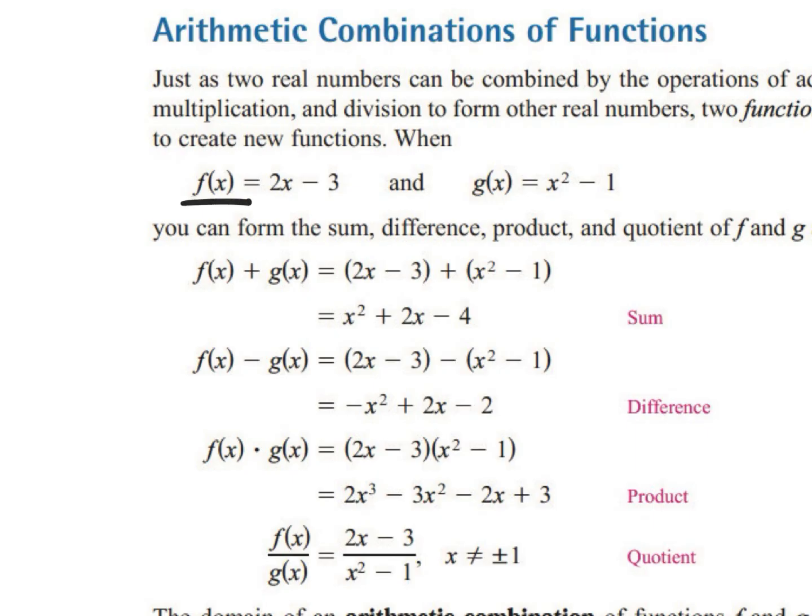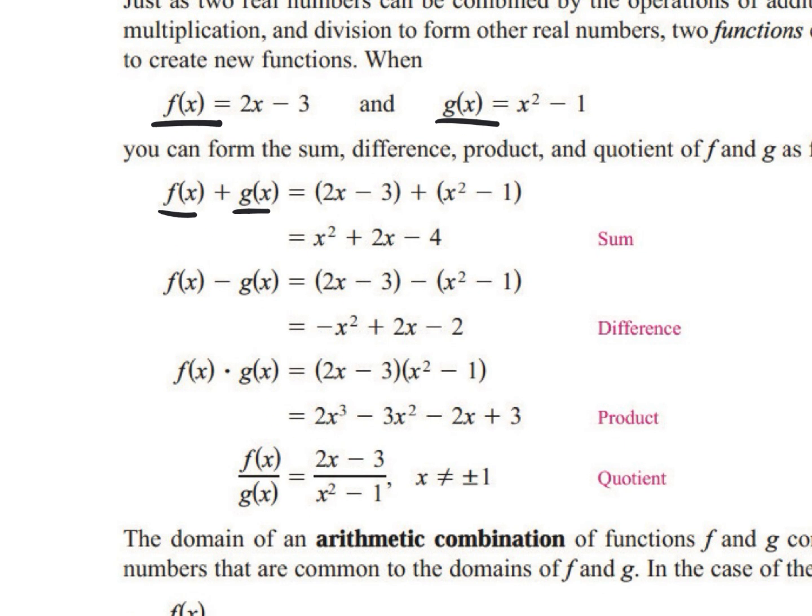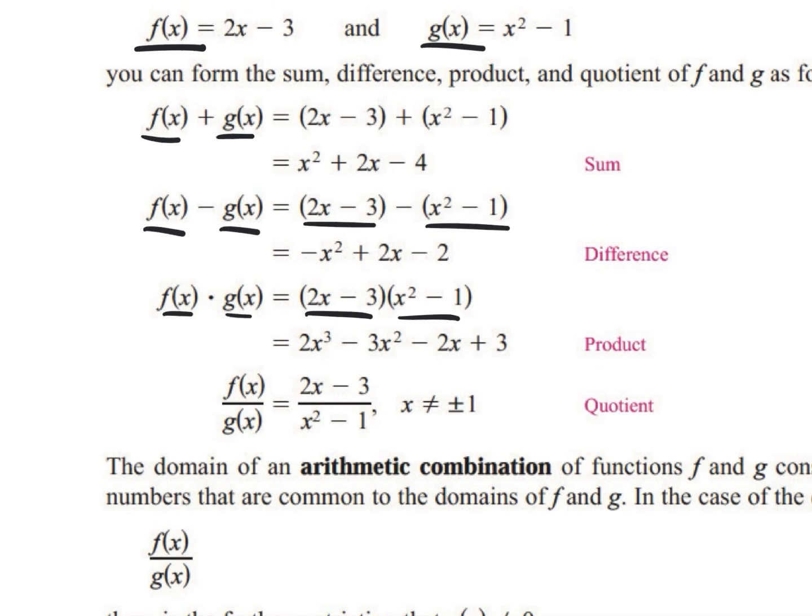If you have a function f of x and a function g of x, when you're adding the two functions, you are literally just adding the like terms and combining. Same thing with the difference. If you're doing a function minus another function, you're literally just taking the first function and subtracting the other one. Multiplying, again, you're taking one function and multiplying another. So in this case, with this particular example, you're foiling it.